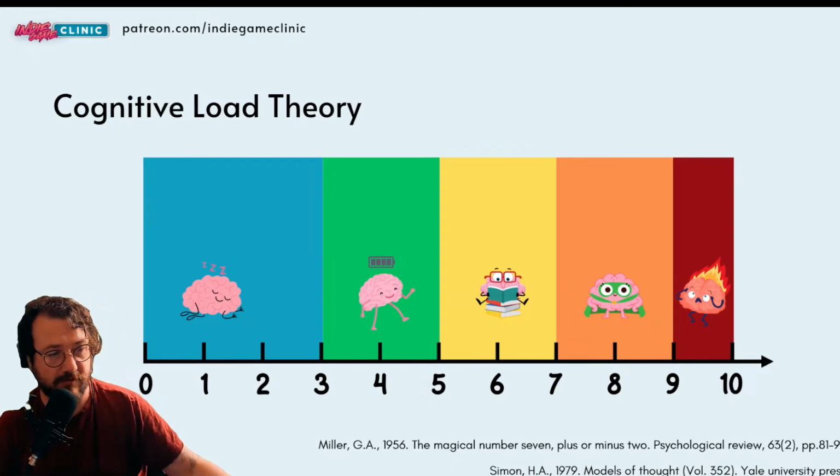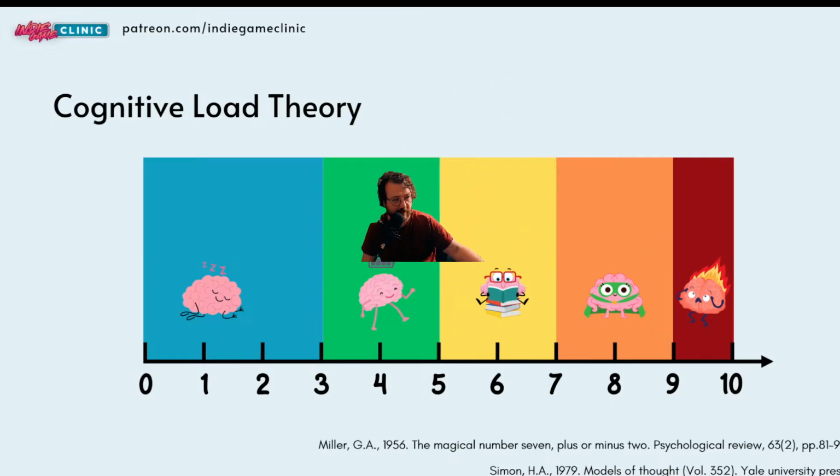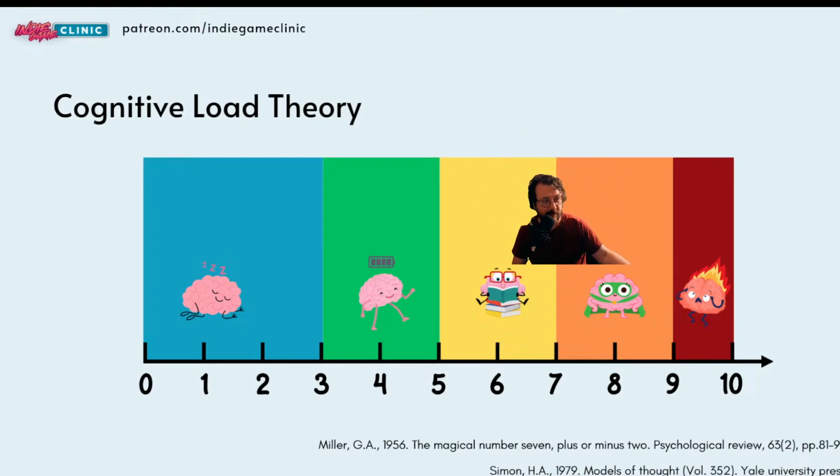And generally speaking, you have this concept in cognitive theory, and this goes back to 1956, so it's been debated and somewhat disproven since then, but it's still something that's used a lot in UX design, is this idea of the magical number 7 plus or minus 2. And the magical number 7 plus or minus 2 is the number of things that most people can hold in their short-term memory.